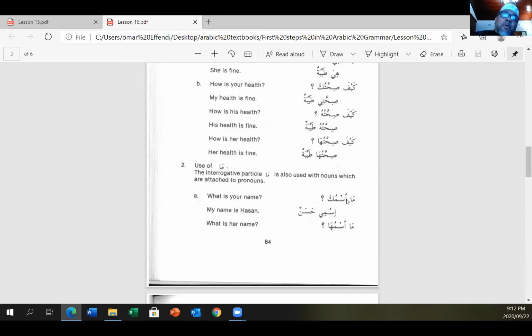Then that alif becomes for grammatical value. If we say masmuka, why don't you just take the alif away? You can't, because the word ismu refers to name, right? Ismuka means your name. Ismi is my name, obviously. And ismuha, what is her name? Ismuhu, what is his name, see? So we say masmuka.